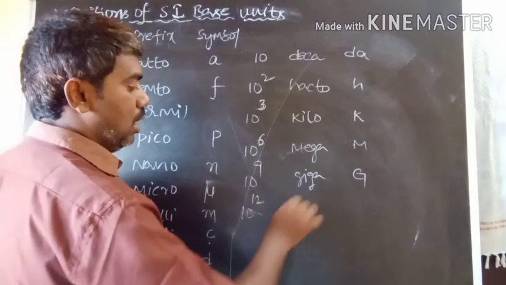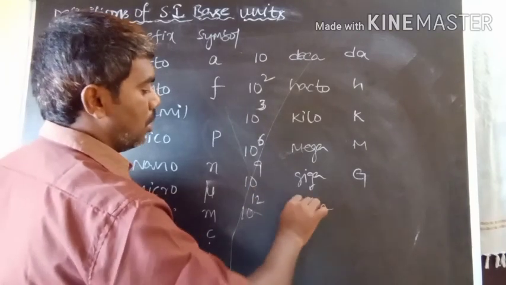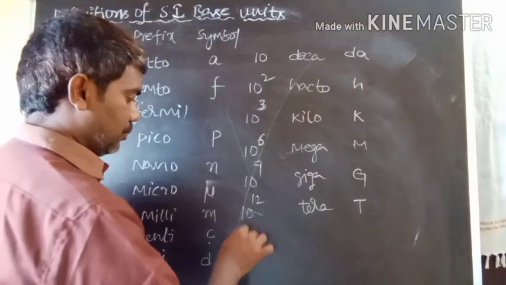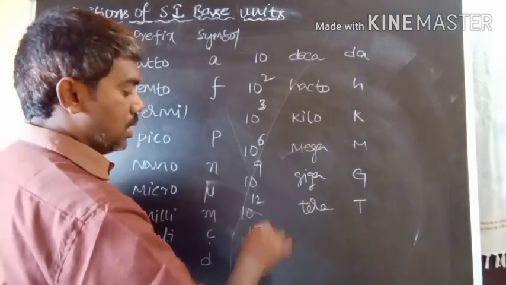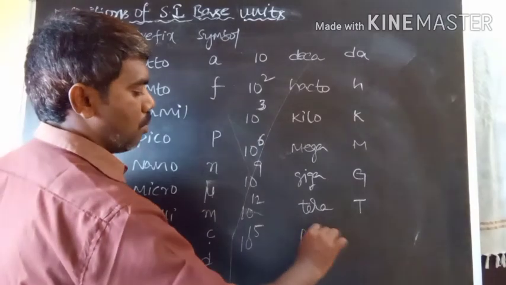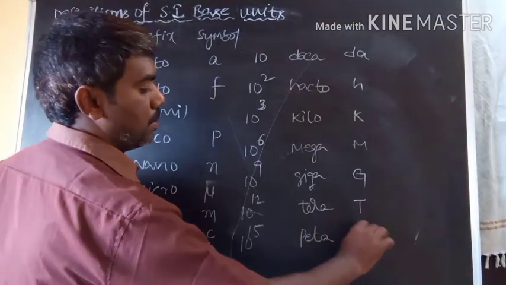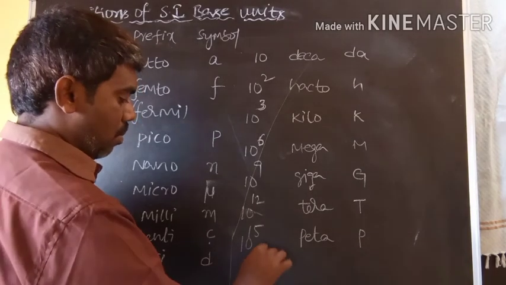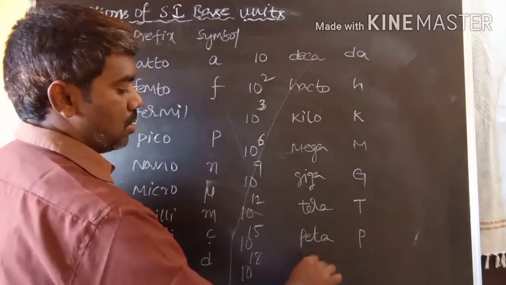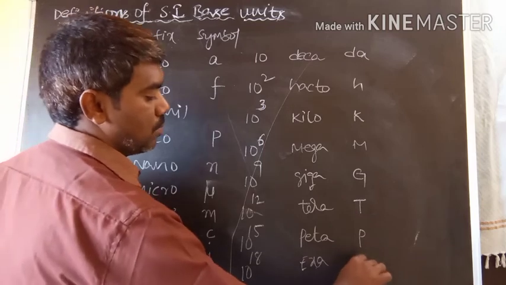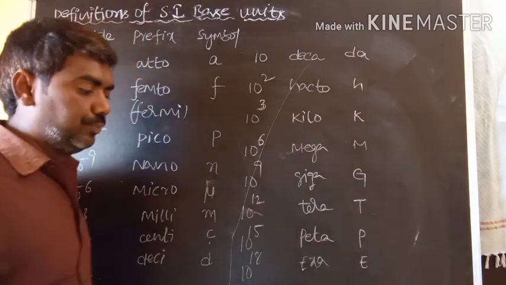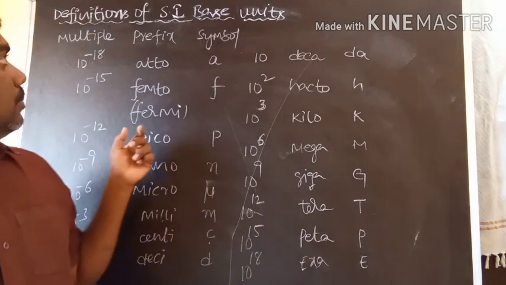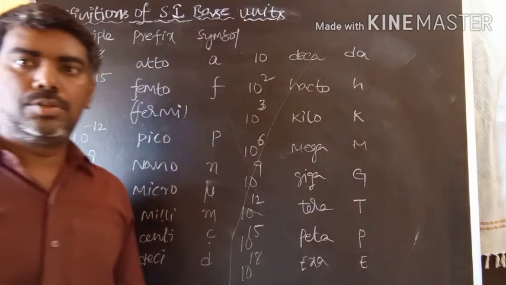10 power 12 is tera, capital T. 10 power 15 is peta, P. 10 power 18 is exa, E. Okay, so these are the multiples, prefixes, and the symbols.